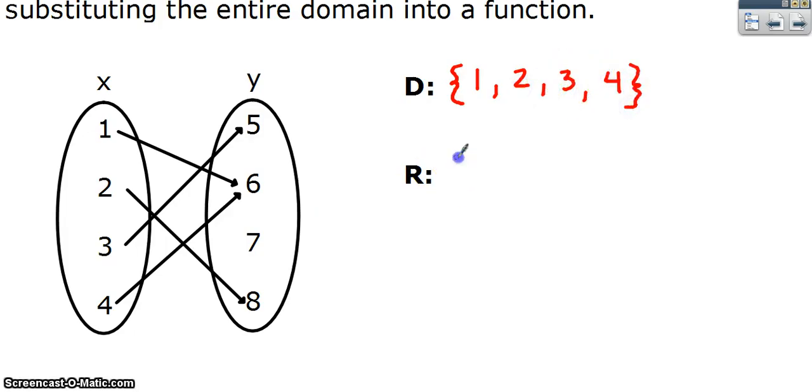All right, and then the range are all the values that those x's are pointing to. Okay, so 1 points to 6, and 2 points to 8, 3 to 5, and 4 to 6. Now you notice here that there's one y value listed that's been left out. It's not pointed at all. So 7 is actually not a part of our range because there are no x values that produce that 7. So only 5, 6, and 8 will be a part of our range.